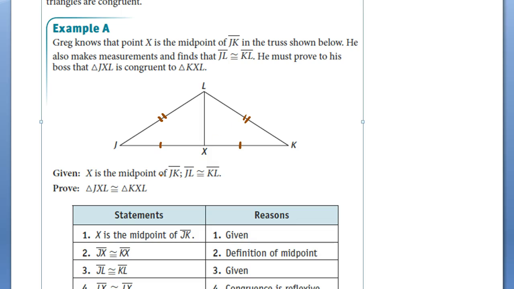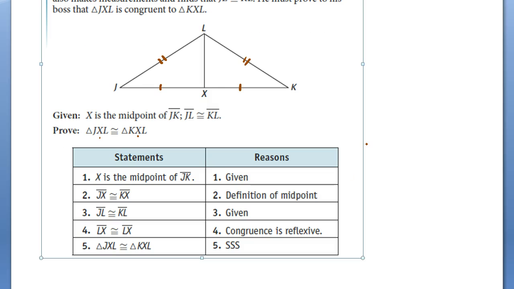Here's our given information, copied down again from what we had read there. And here's what we're trying to prove, that the triangle on the left is congruent to the triangle on the right. And you see the statements and reasons already filled in this example. So it's been a while since we've done these 2-column proofs, several lessons ago, but let's think back to how they begin. You always start with something that's given to you. Here was one of the given statements, that X is the midpoint of JK, and the reason is it's given.